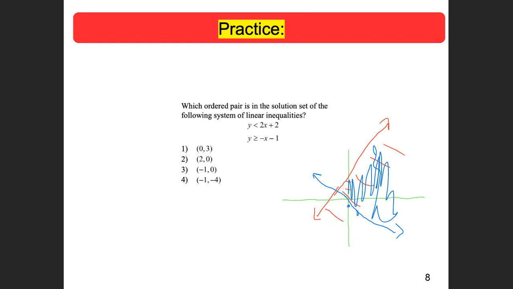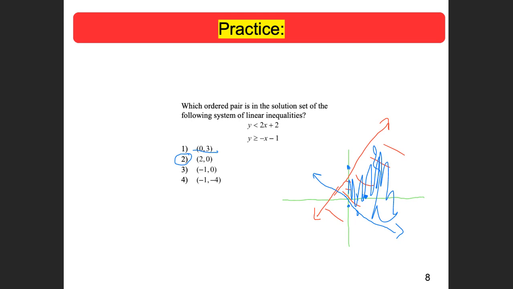0, 3. 1, 2, 3 would be up here. Nope. 2, 0. 1, 2, 0. That definitely does look like it's in the shaded region. So I think this is my answer. So I'm going to check it.